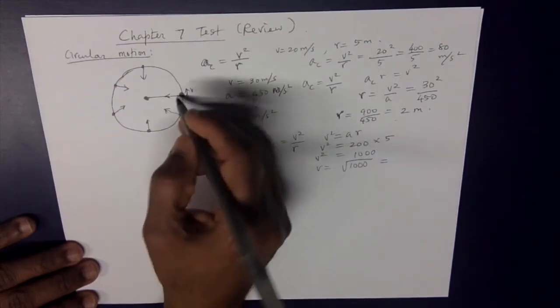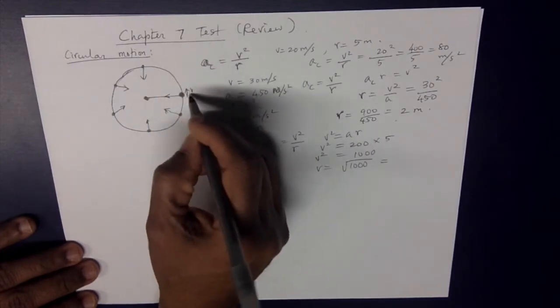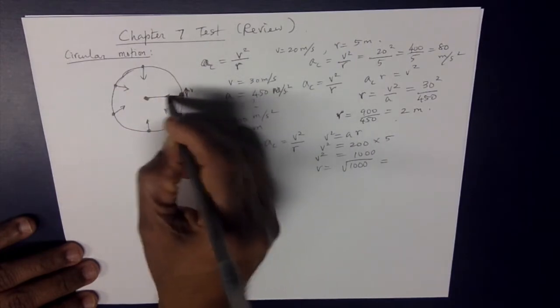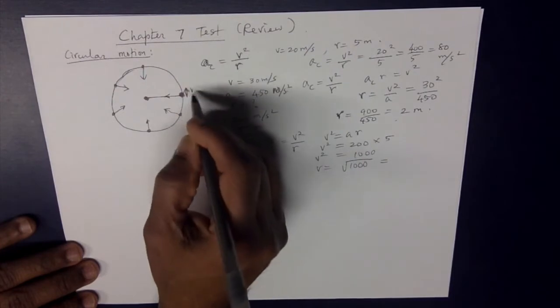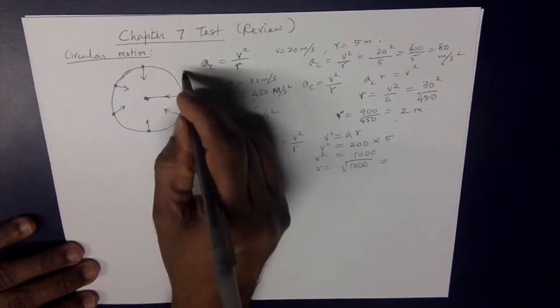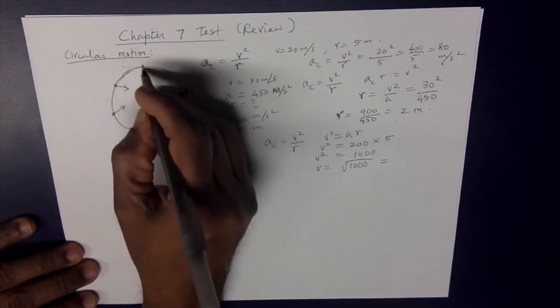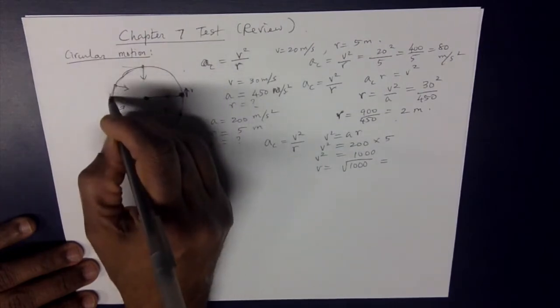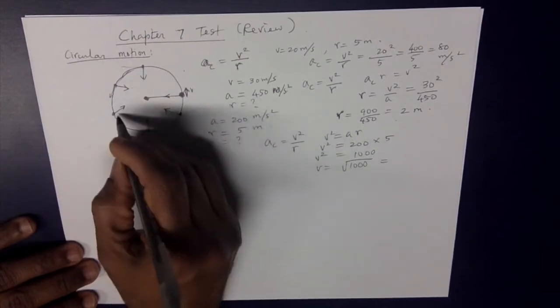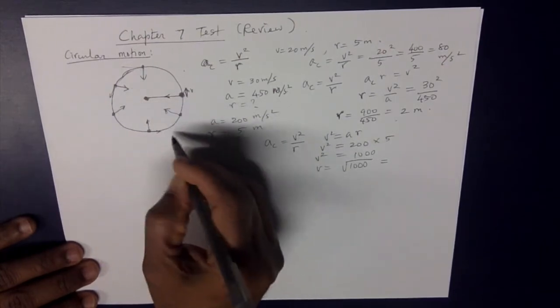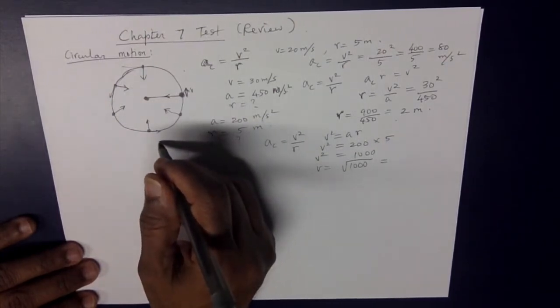And the other thing is, wherever the object is, the speed and the acceleration are always at right angles to each other. So if the speed is this way, then the acceleration is perpendicular. If the speed is this way, then the acceleration is that way. So speed and acceleration are always perpendicular to each other.